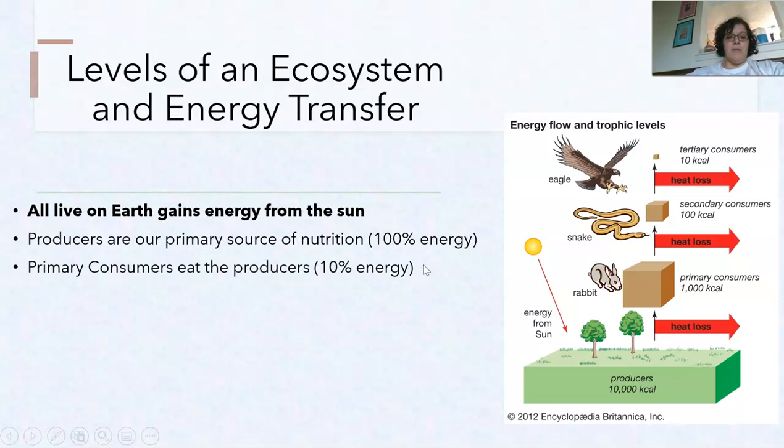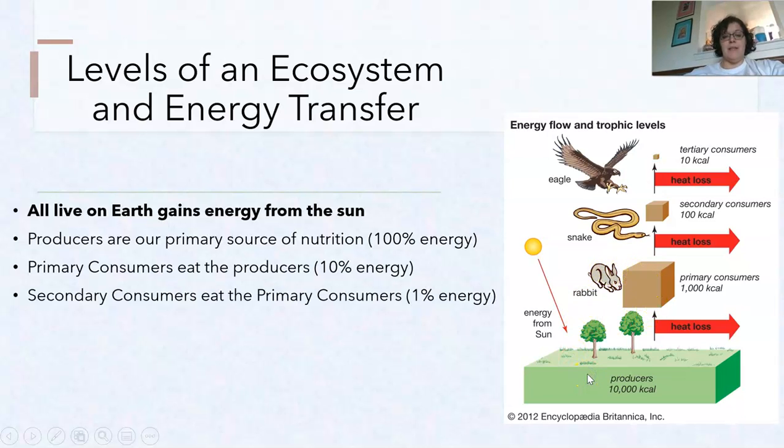Primary consumers eat the producers, and they get 10% of that energy because of heat loss. So this rabbit is a primary consumer. It's going to eat the grass. Secondary consumers eat the primary consumers. Yum, yum, dinner time. This snake is going to eat the rabbit and only gains 1% energy.